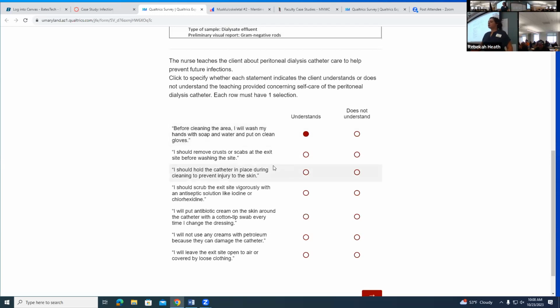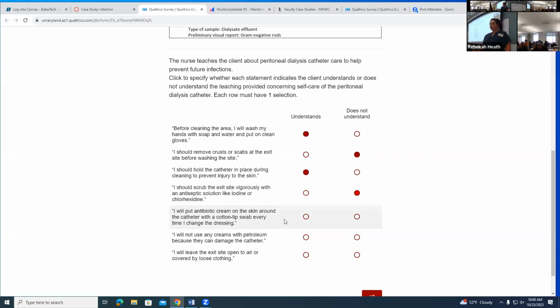I should remove crust or scabs at the exit site before washing the site. No. I should hold the catheter in place during cleaning to prevent injury to the skin. Yes. I should scrub the exit site vigorously with an antiseptic solution like iodine or chlorhexidine. No, we don't want to scrub vigorously. We don't want to use chlorhexidine or iodine. They're a little bit abrasive for every day.